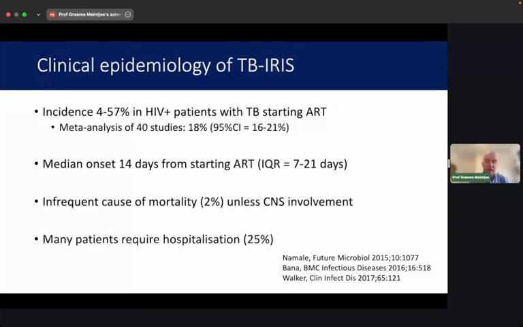And although TB-RS causes a lot of morbidity and a lot of symptoms and concern for the patient and the healthcare worker, mortality due to TB-RS is relatively infrequent. It's about 2%, mainly when the central nervous system is involved. And I'll show you one case of a patient that died from TB-RS involving the brain. But many patients require hospitalization. In this meta-analysis, a quarter of patients required hospitalization.